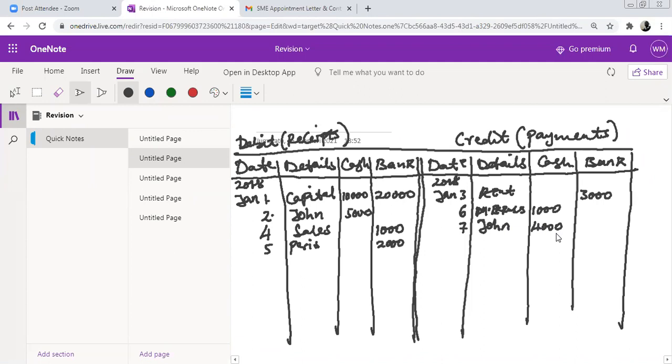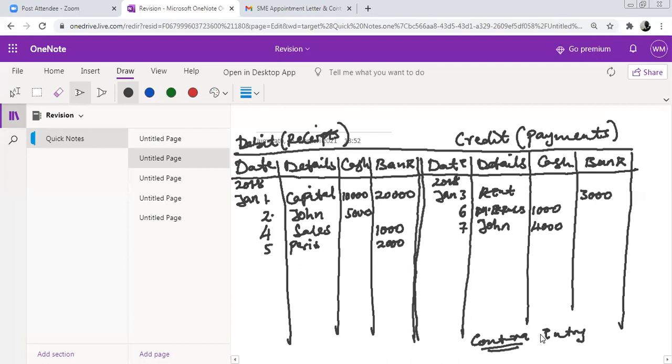On 8th, he took 2,000 out of the cash box and paid it into the bank account. We took money from cash and we transferred it to the bank. Such kind of a transaction is known as a contra entry. A contra entry is a transaction where money is not received into the business or paid out of the business, but changes destination within the business. We are transferring cash to the bank, or transferring money from the bank to cash.